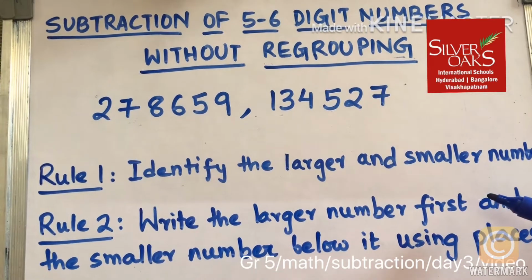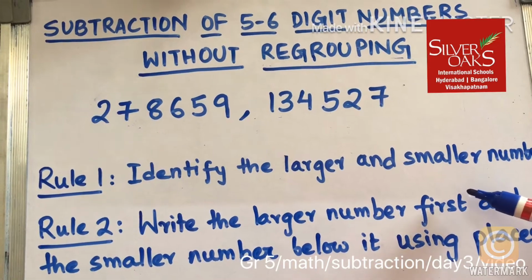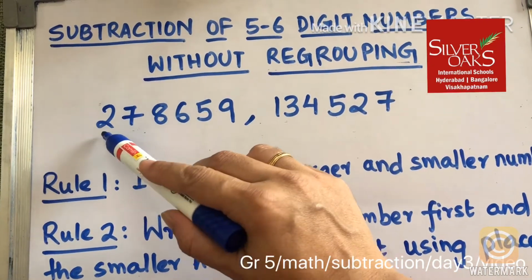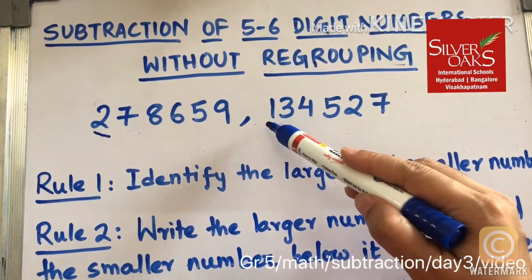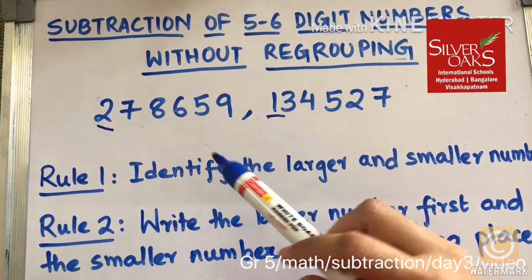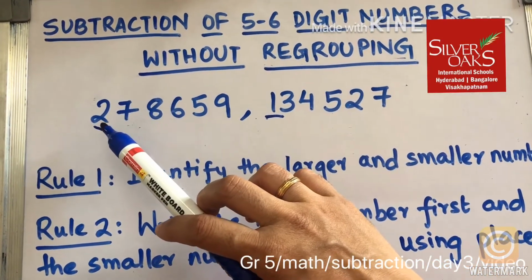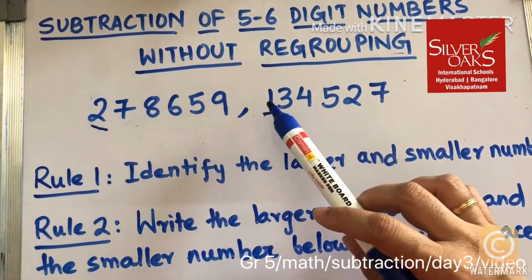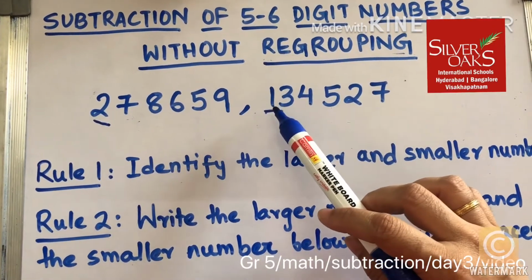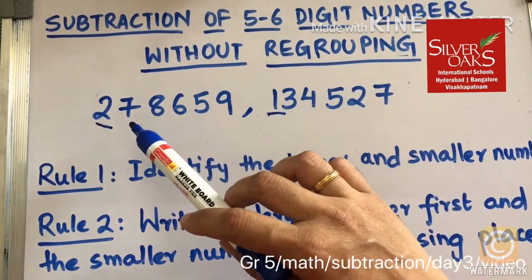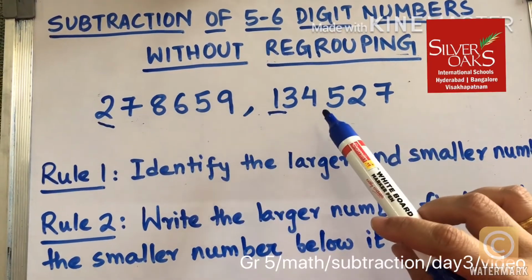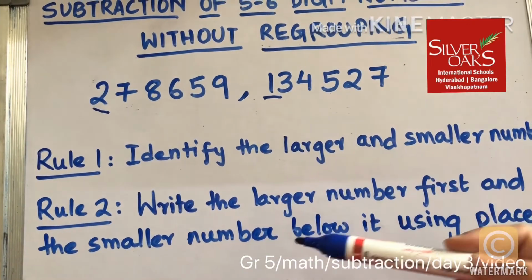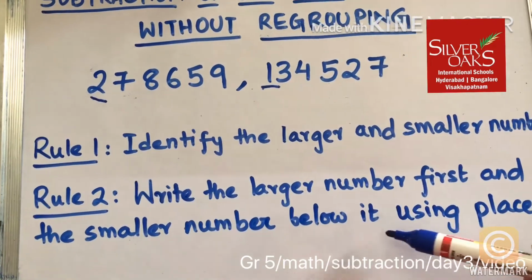Since they are both 6-digit numbers, we will compare the numbers from the left hand side digit. So I have 2 here and I have 1 here. And this is the lakhs place. So the place value of this number is 2 lakhs and the place value of this number is 1 lakh. Obviously, this number is the larger one and this is the smaller one. So now we are ready with rule 1. Let us go to rule 2.